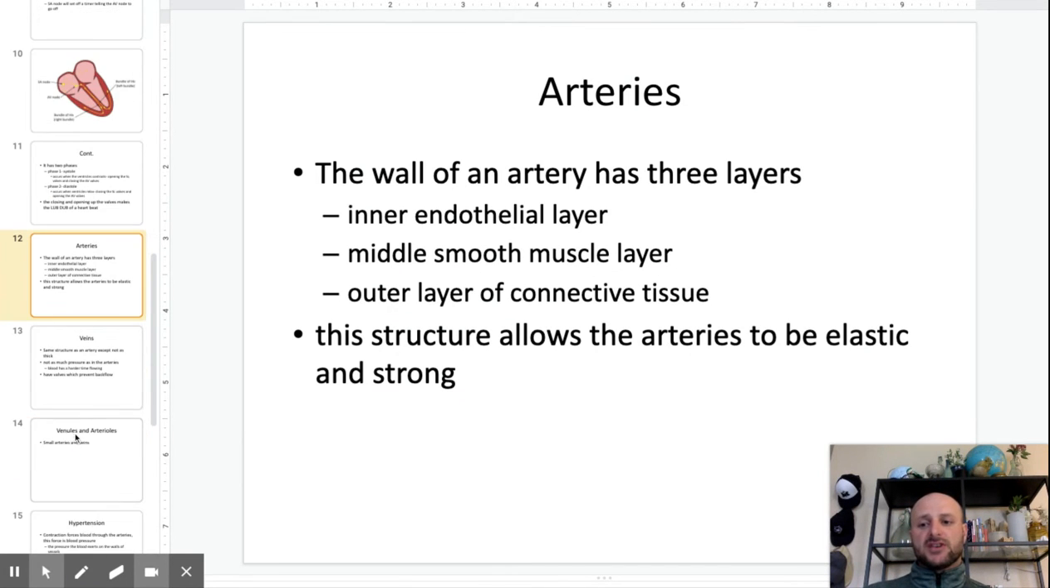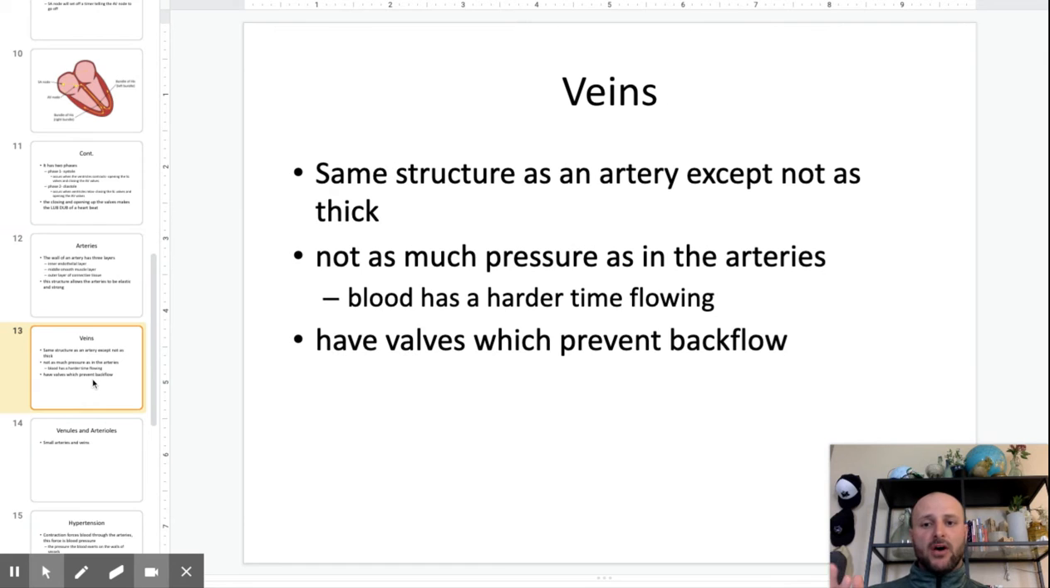Now, these next slides are vocab words, arteries and veins. You can read about them. Arteries carry blood away from the heart. Veins carry blood back to the heart.